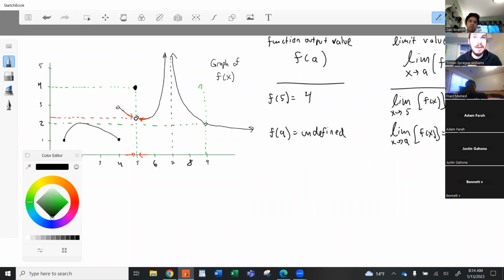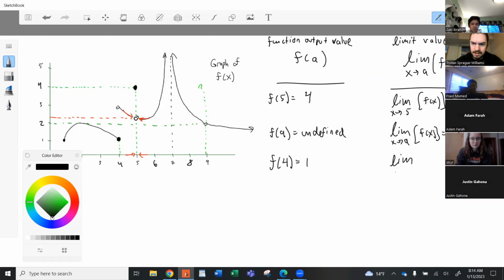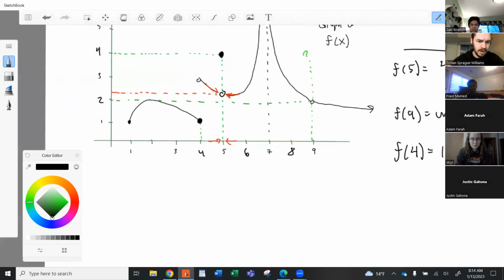Conversely, next, let's look at 4. What happens at 4? If I look at 4, the actual value of the function occurs at this point right here, which is at height 1. So I can say f of 4 equals 1. But if I ask for the limit as x approaches 4, now instead of identifying what actually is going on at 4, I would ask what's happening as x gets close to 4 from the left and the right.